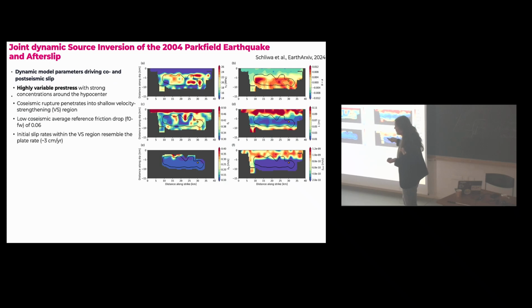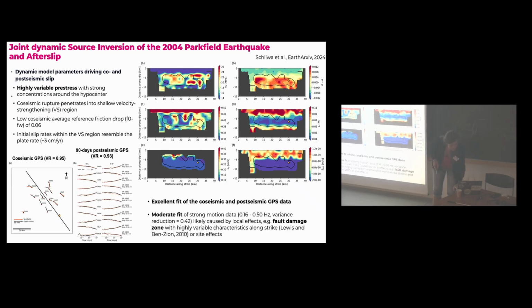We have a very low co-seismic average reference friction drop, 0.06. This is partly due to the friction law we're using. And initial slip rates within the velocity strengthening region resemble the plate rate. And there's more in that preprint. Oh yeah, and I shouldn't hide the data fit. So the co-seismic and post-seismic GPS data fit is good. The strong ground motion data fit is moderate, with a variance reduction of 0.42. This is likely caused by not including a fault damage zone, which we know exists in Parkfield, and maybe also not including side effects, even though we're in low frequencies here.